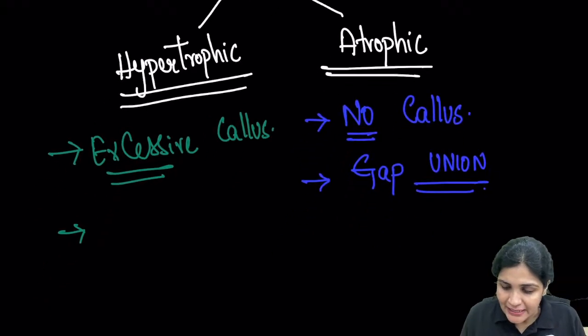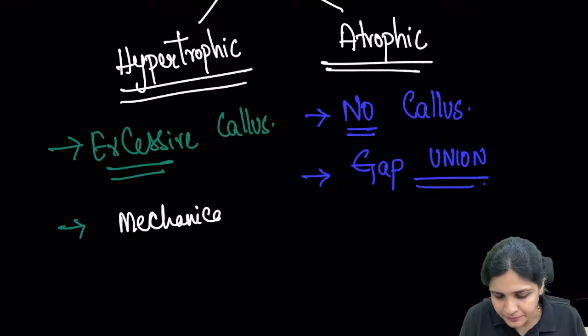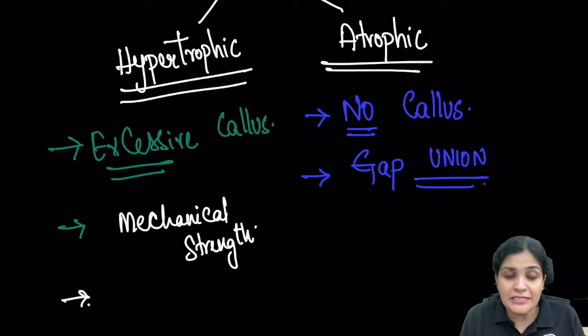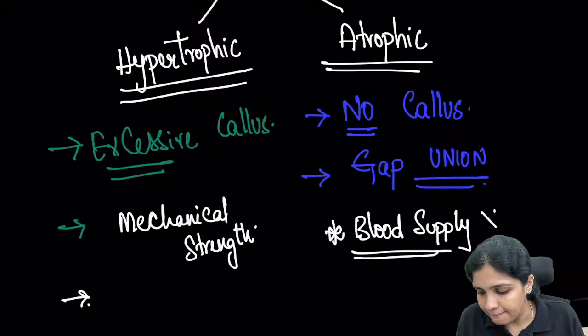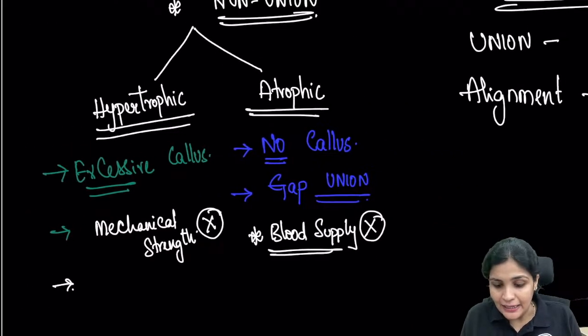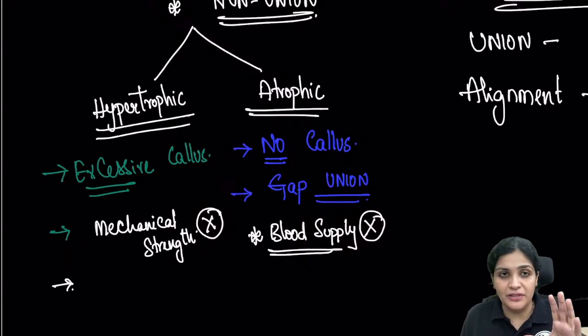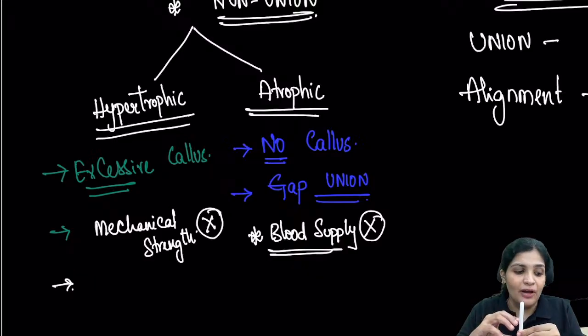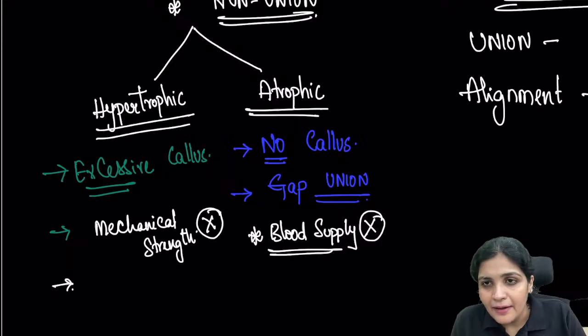So here what happens is there is a lack of mechanical strength. Understood? Mechanical strength is not sufficient. In the other case, blood supply is not sufficient. Because of lack of blood supply, there is no callus. Here, blood supply is normal, but mechanical strength is not there. So the bone should have both things. You have to support the bone properly, and then you have to see that there is proper blood supply. Then only the bone gets united. Is that clear? Understood?